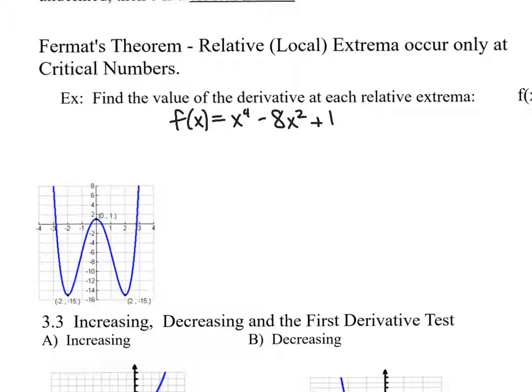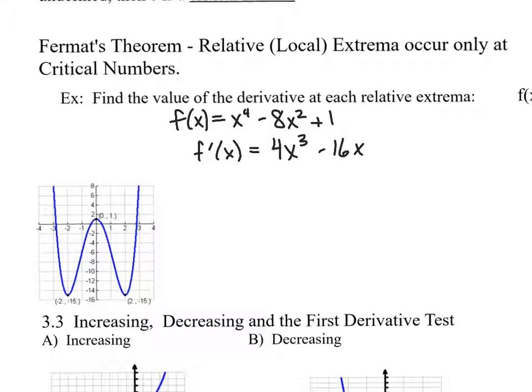So the graph that I have in the notes here is the graph of f of x equals x to the fourth minus 8x squared plus 1. So let's start by taking the derivative of this function. For our derivative, this is a nice easy derivative using the power rule. So f prime of x is equal to 4x to the third minus 16x. The derivative of 1 is, of course, 0.